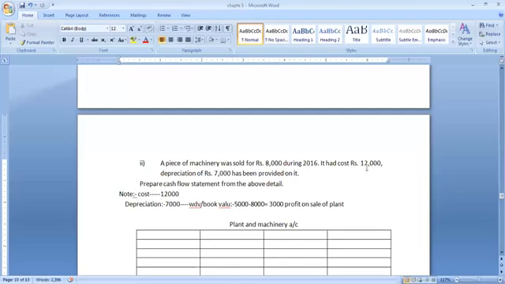It had cost rupees 12,000. Depreciation was 7,000. So out of the cost, reduce the depreciation. Whatever value is left out is called the book value, or it is also called the written down value. So minus with the sales transaction, you will get 3,000 profit.